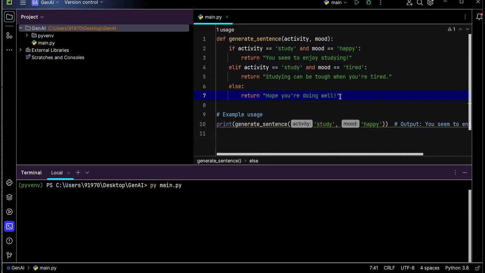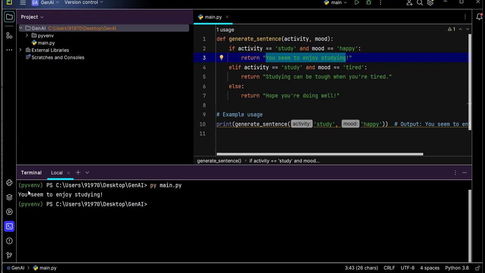Let's run this. I'm running this code, and here I'm providing the activity as study and the mood as happy. Then what do I need to get? I need to get this response. I'm providing this input and checking whether I'm getting this type of response from generate sentence or not. I'm just clicking enter. You can see I'm getting, you seem to enjoy studying. Let's provide another mood, let's say tired.